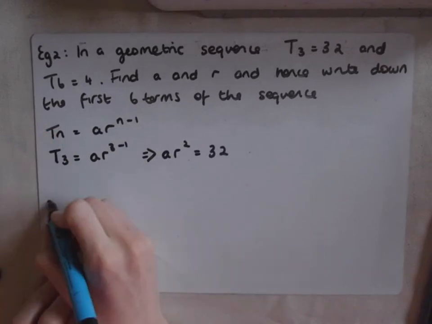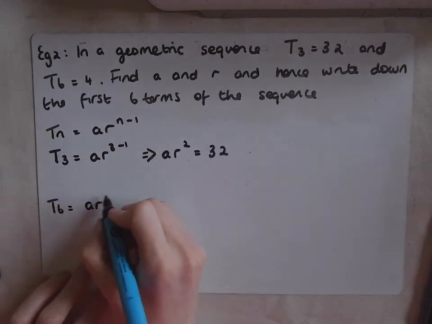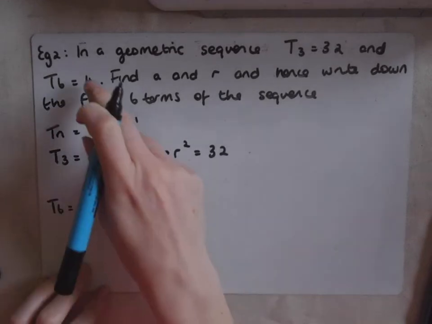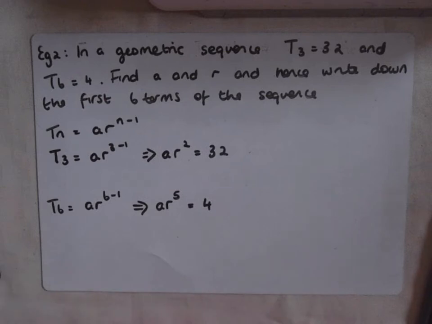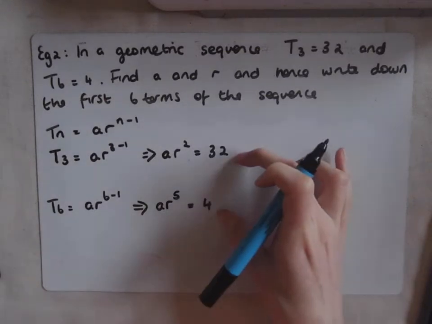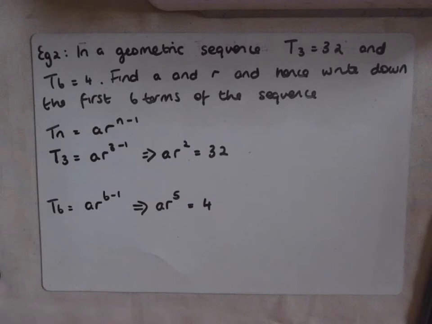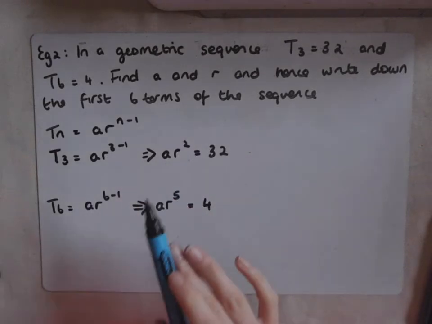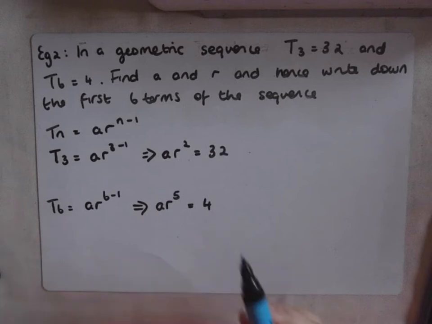Let's do the same for T6, which is A r to the 6 minus 1. So A r to the power of 5 is 4. Now, I have these two, and I've got two variables. It is going to be some form of simultaneous equations, but it's not going to be like the usual x plus y equals a number. We've got two things being multiplied here. So what you're going to do is get one variable on its own and substitute it. Do you remember that? Kind of.